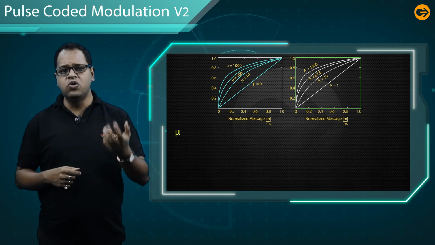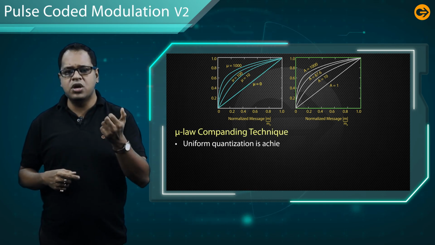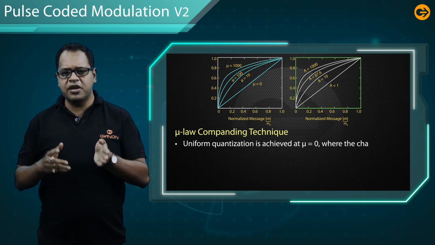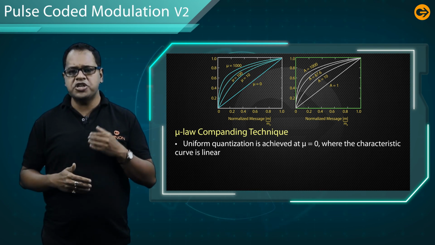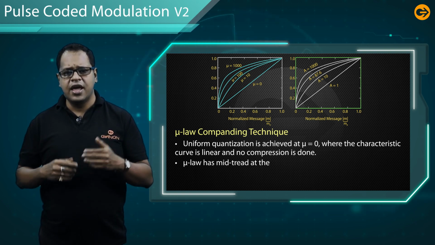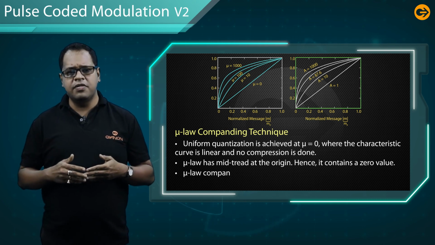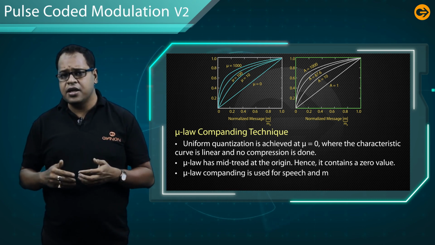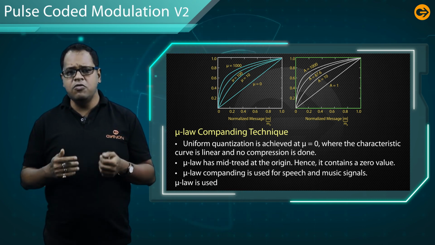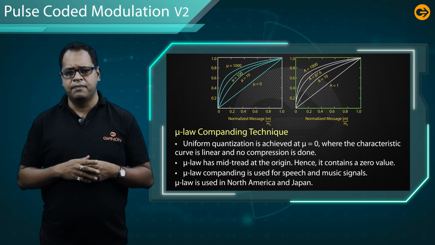Now let us discuss mu law. Uniform quantization is achieved at mu equal to 0, where the characteristic curve is linear and no compression is done. Mu law has mid-tread at the origin, hence it contains a zero value. Mu law companding is used for speech and music signals. Mu law is used in North America and in Japan.